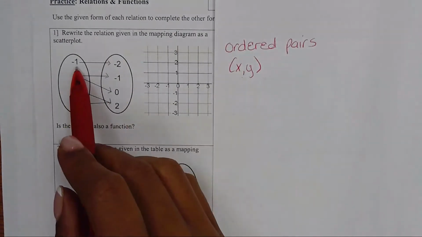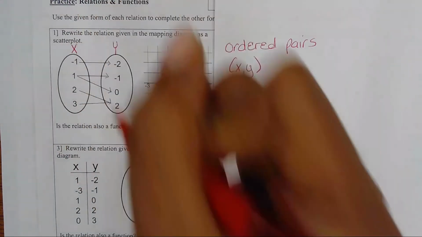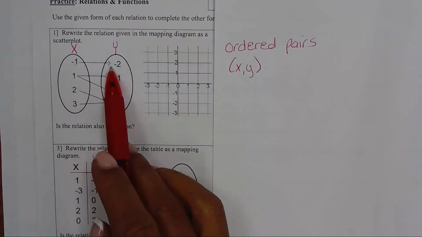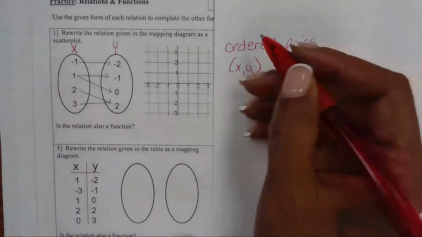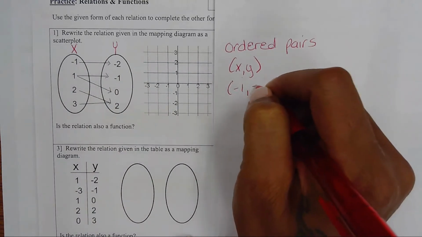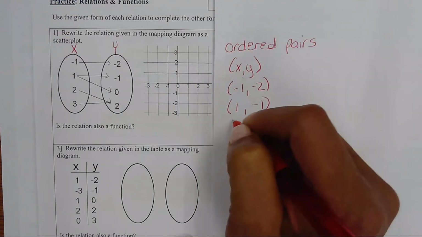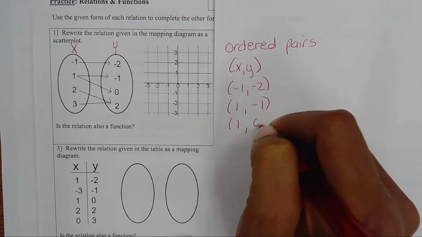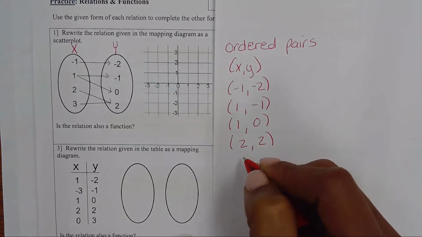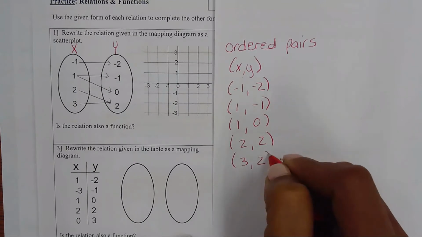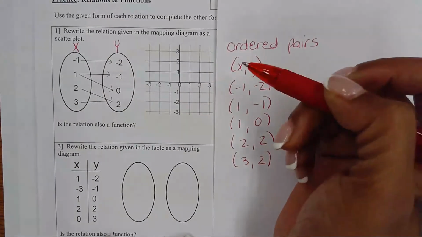So my arrow tells me which x value matches with which y. This first oval is my x and the second one is my y. So in this case we have -1 with -2, 1 to -1, 1 also going to 0, 2 to 2, and 3 to 2. Alright, so I'm then going to take those and plot them on this coordinate plane.